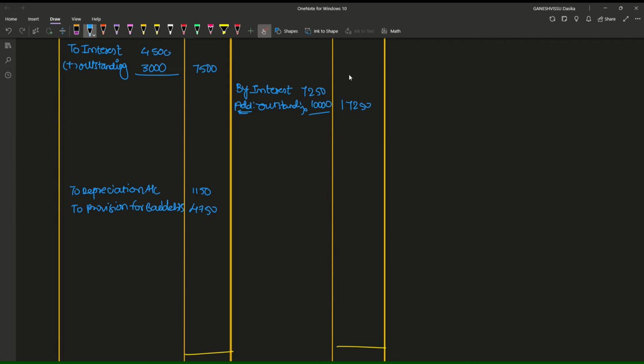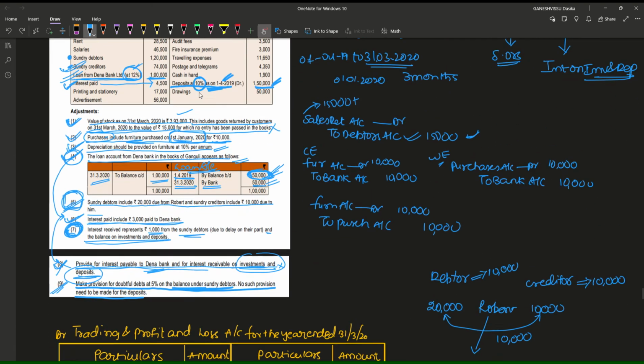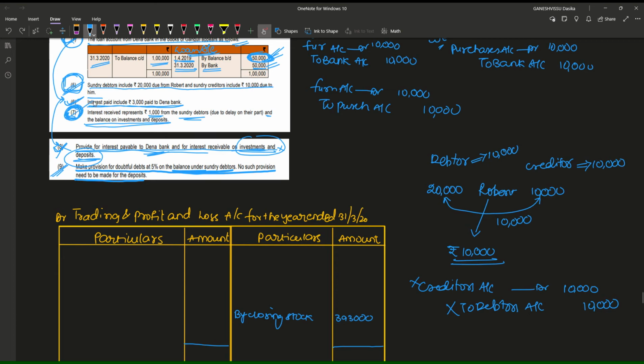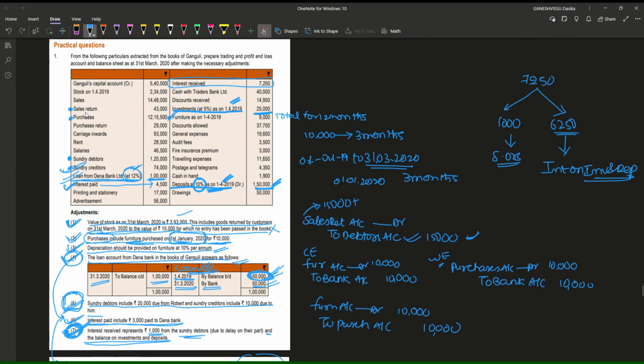We have not deducted that 1,000 rupees there. In this total of 7,250, 6,250 belongs to interest on investments and deposits. That is what we need to understand from that adjustment. So with this we can say that we have completed all the adjustments.